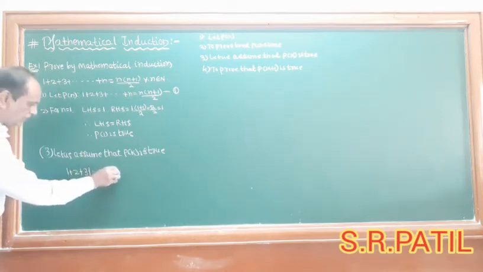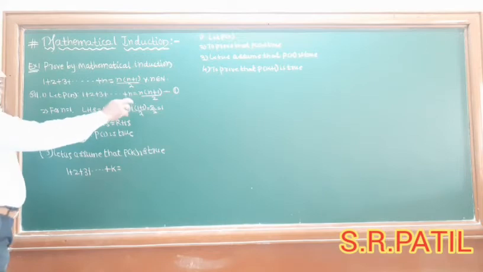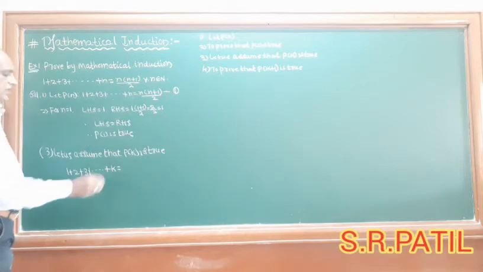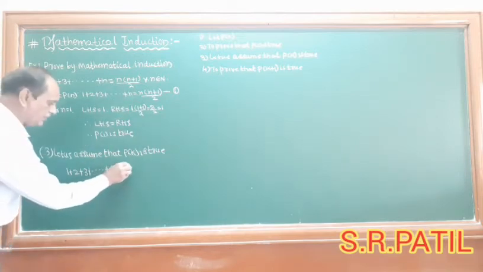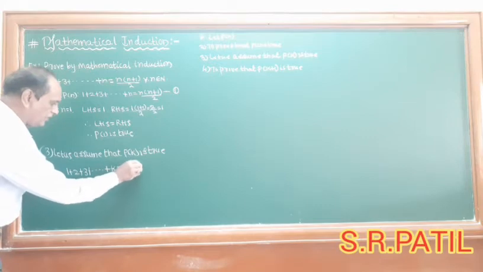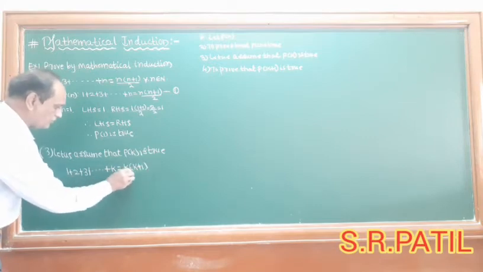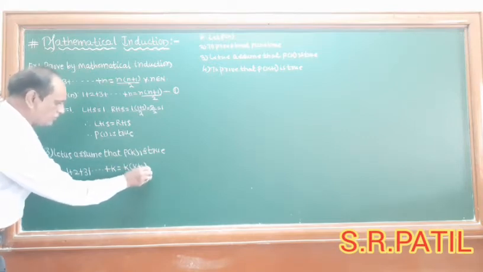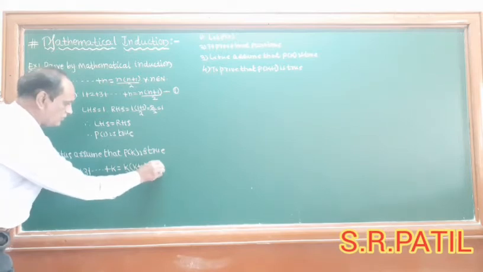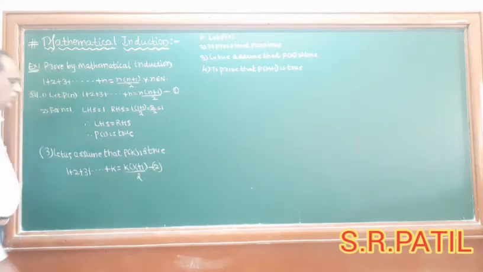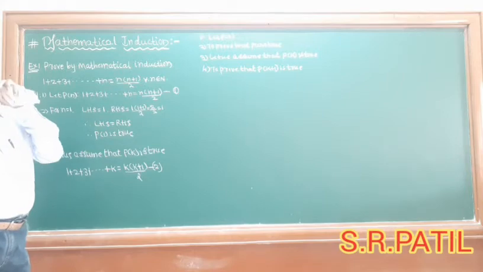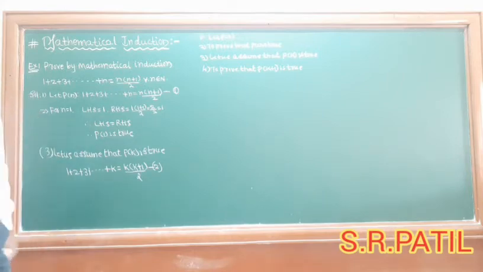Then n is the last term. In equation number 1, replace n by k: that is k into (k plus 1), the whole divided by 2. So for us that is equation number 2. Assume that P of k is true, replace n by k. Then come to the fourth important step.